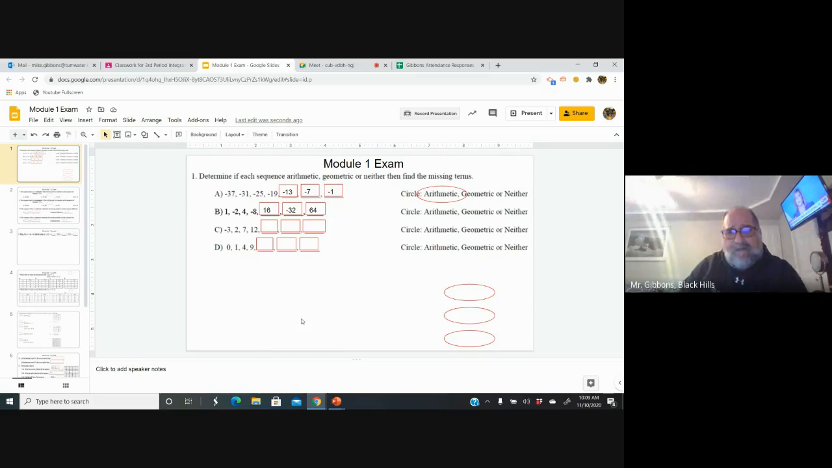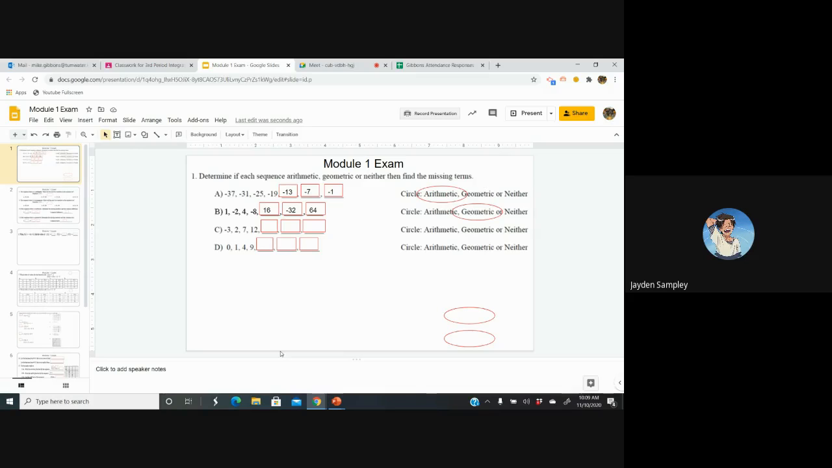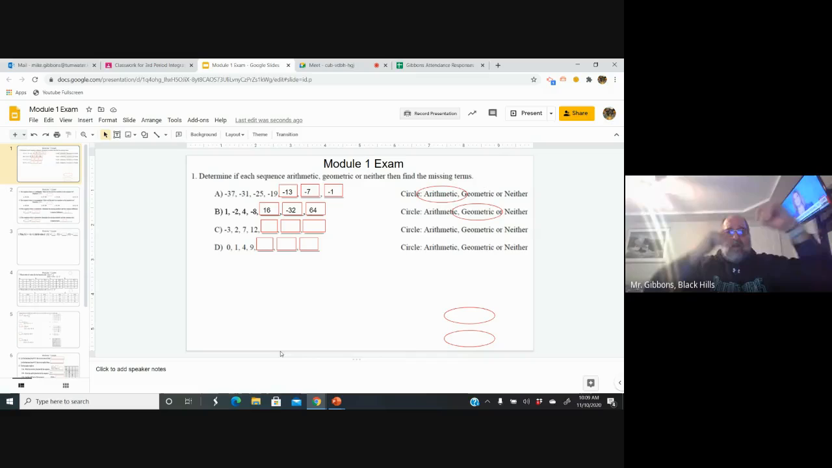I hope everybody's okay right there. Let me know if you need anything. Because we were multiplying by -2 here, that's a common ratio. So that's going to make that sequence geometric. So I'm going to circle geometric right there. Everybody okay with part B? Yes. Okay, awesome. So let's go to part C then.